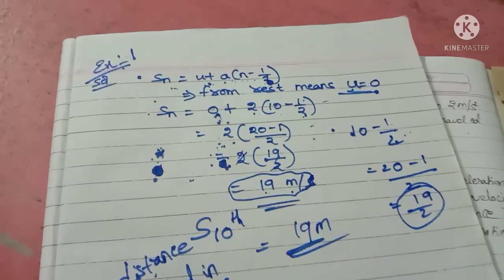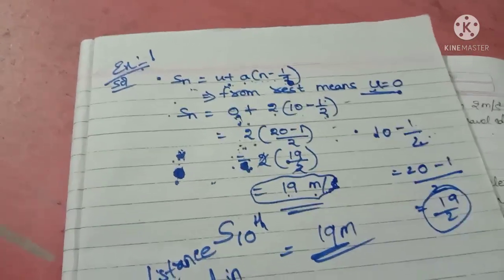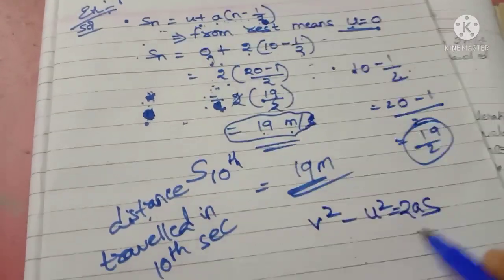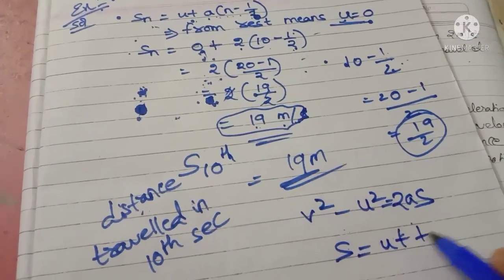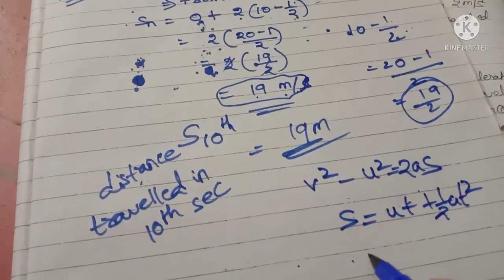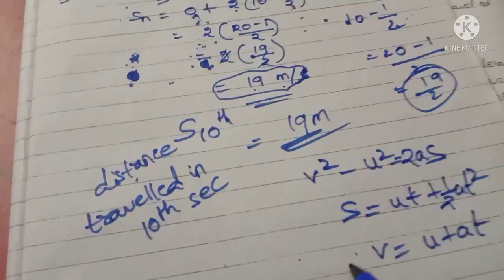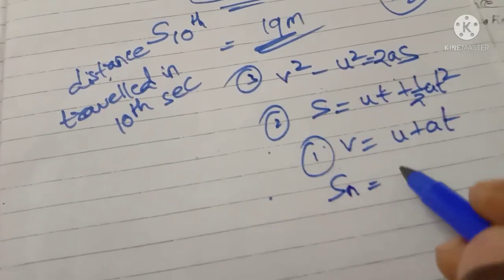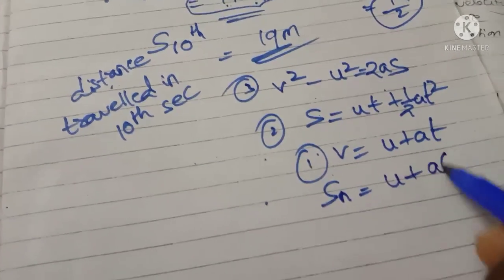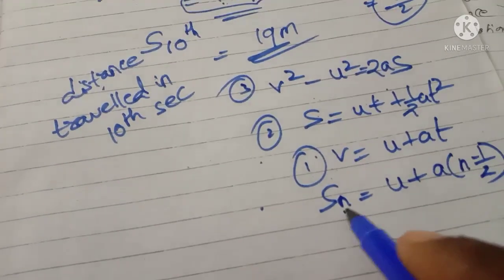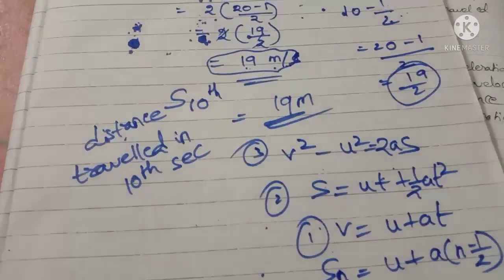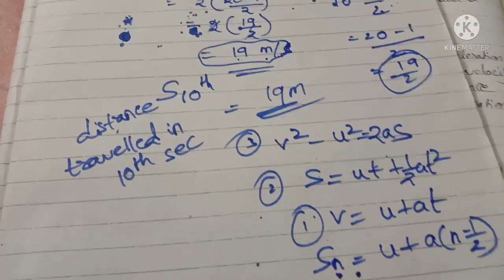Now, don't worry, just go through the equations once again: v square minus u square equal to 2as, s equal to ut plus half at square, v equal to u plus at. This is the first equation, second equation, third equation. So learn these three equations along with this Sn equal to u plus a into n minus half. This is the distance traveled in a particular second. So learn these equations perfectly and try to solve the problems in your textbook.